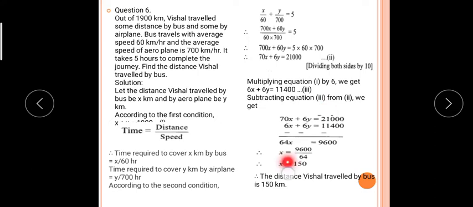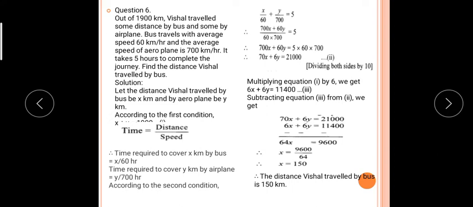After subtracting, you will get the value of x is equal to 150. And we just have to find out the distance we travel by bus, so no need to calculate the y value. If it is asked for the distance by aeroplane, then you have to compulsorily calculate the value of y. So in this answer, just this one equation is missing, that is x plus y is equal to 1900. You have to solve according to this equation, you will get the value of x, and therefore the distance traveled by bus is 150 kilometer.